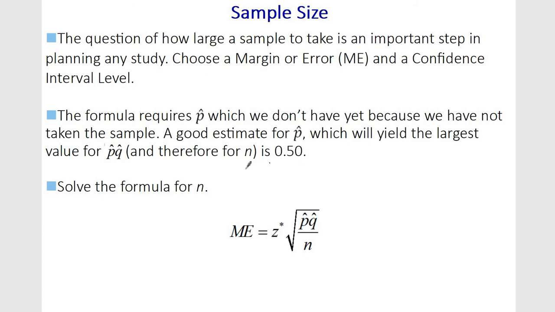So basically, we're going to plug these values in and then solve for n, where n is the number in our sample. Here, we're not really sure what our proportion is going to be, because we don't have our statistic or our sample size yet. So we can just estimate it by using 50%. That's going to give us the largest value for P times Q, which gives us the biggest sample that we could possibly need.